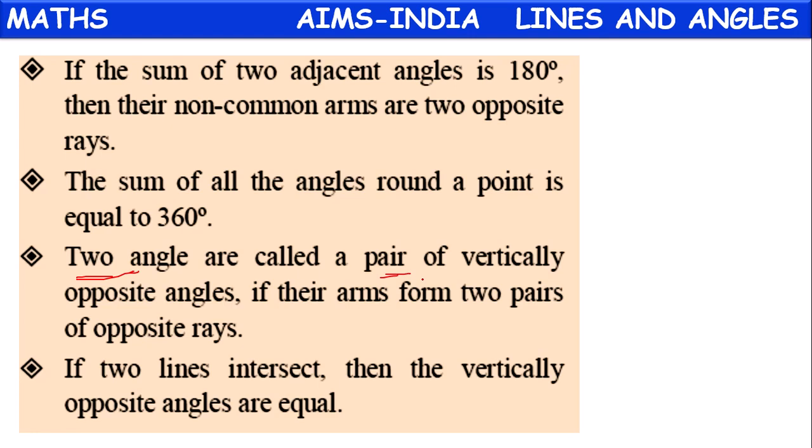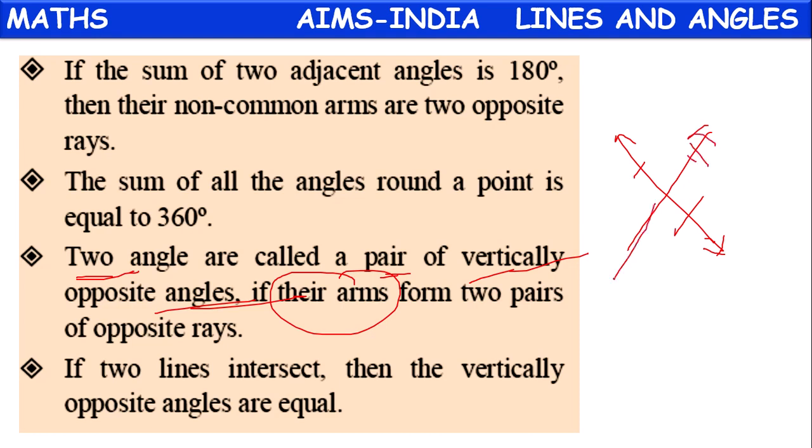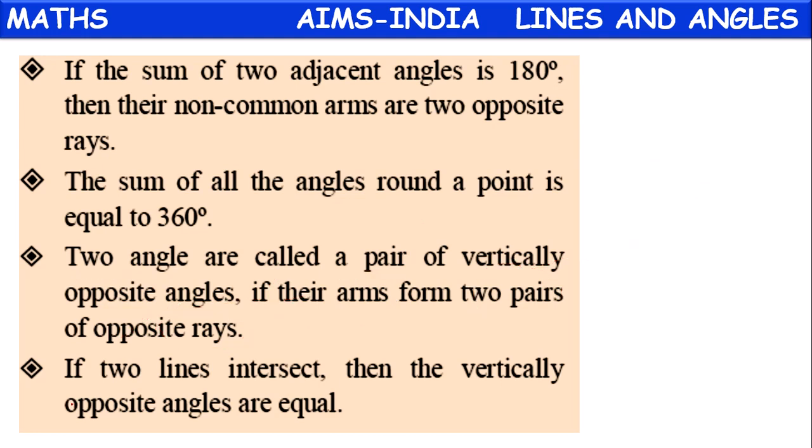So two angles are said to be a pair of vertically opposite angles if their arms form two pairs of opposite rays. This is one pair, this is the second pair. If they form two pairs of opposite rays, then the pair of vertically opposite angles will be equal. Or if two lines intersect, then at the point of intersection, vertically opposite angles will be equal. This is equal to this, and this one is equal to this.